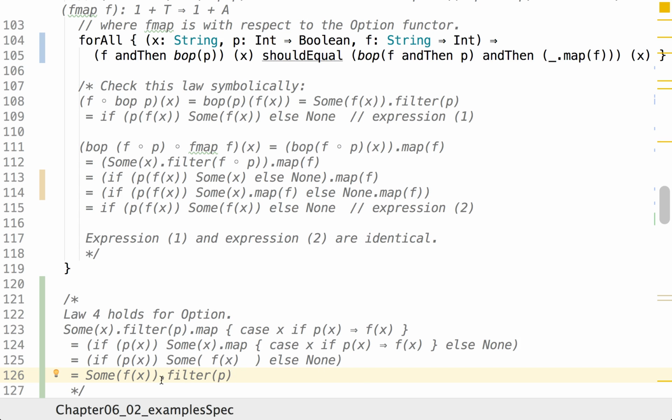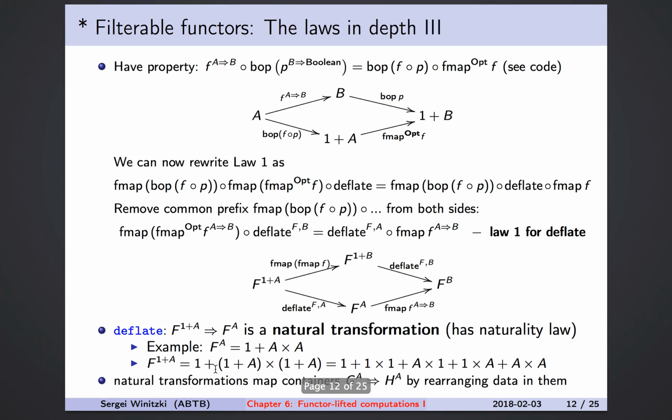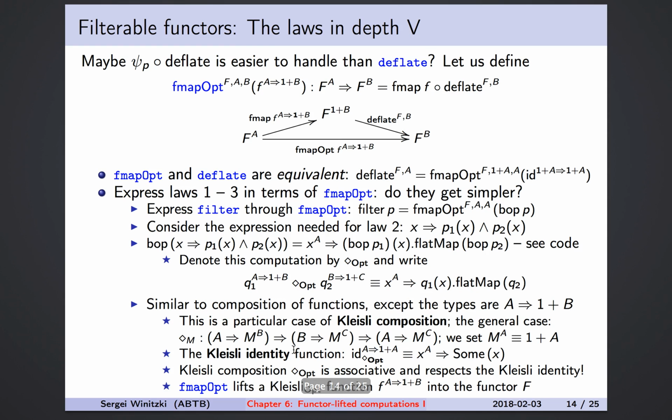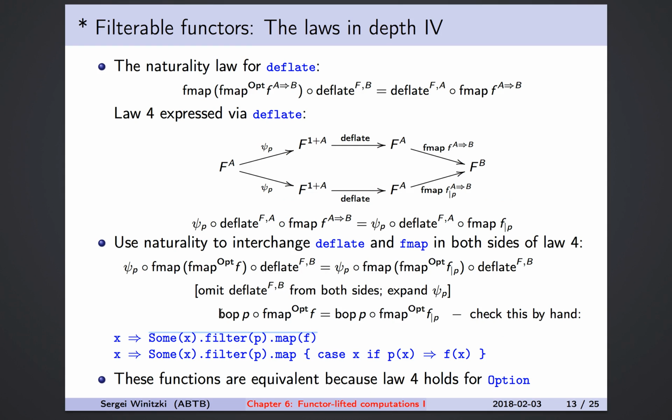So this is law 4 for option, that we can map with function f. So this is Some of x filter p map f. So therefore, Some of x filter p map f. So therefore these two are equivalent. And so what do we find? We find that law 4 holds. This was the last equation that we needed to show, and we showed that this is the same code that is evaluated in the same way for all arguments. Therefore this holds, therefore law 4 holds.